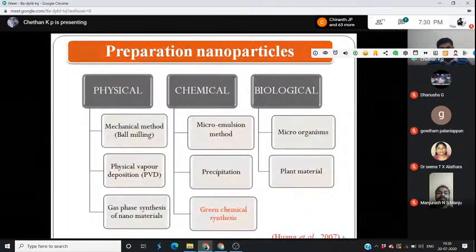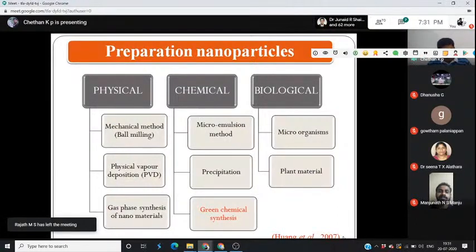So let's briefly understand the preparation or synthesis of nanoparticles. There are mainly three methods by which these nanoparticles or nanominerals can be synthesized: one is physical, another chemical, and the third biological. Within the physical, we have the mechanical method, physical vapor deposition, and gas phase synthesis method. In chemical we have the microemulsion method, precipitation method, and green chemical synthesis method. In the biological method, we use microorganisms as well as plant material or extracts.